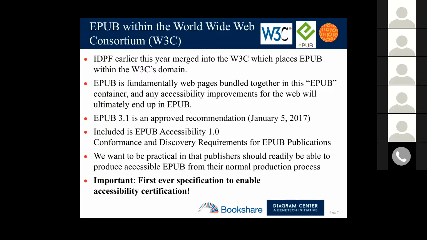Included also is that new Accessibility 1.0 specification on conformance and discovery requirements that I mentioned. But we want to be practical. We want to make sure that publishers really are able to produce accessible EPUBs in their normal production processes. So this Accessibility 1.0 specification wasn't set at too high a bar, so that everyone should be able to meet this.